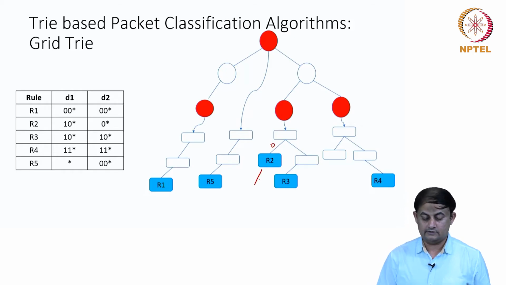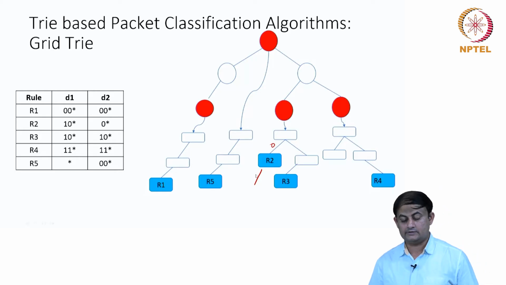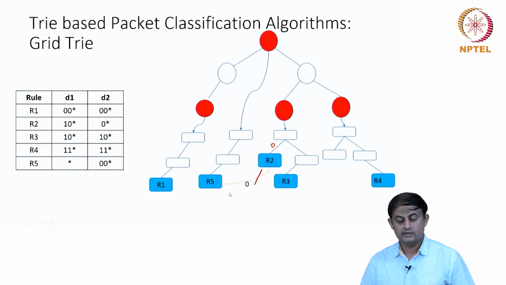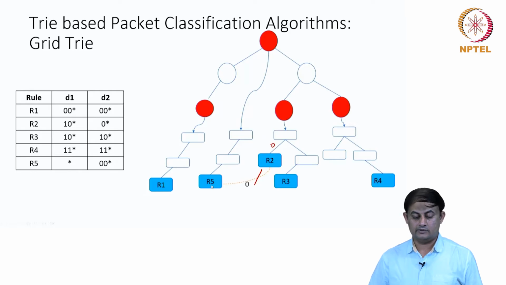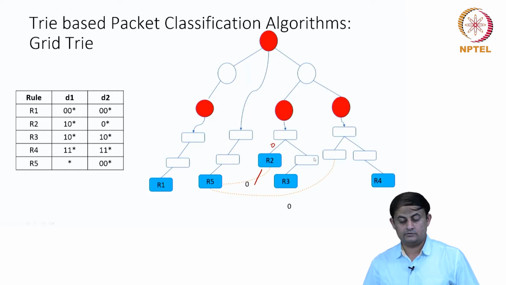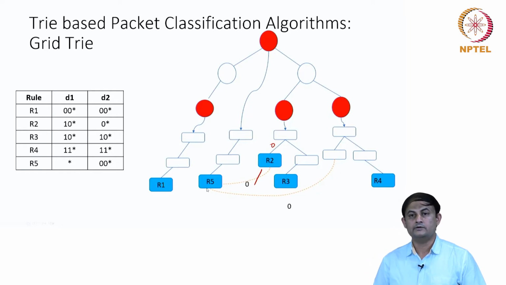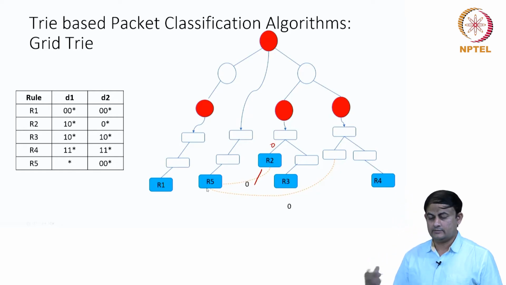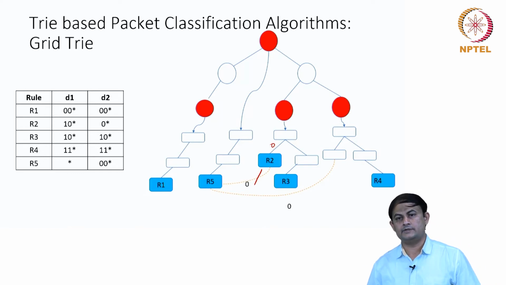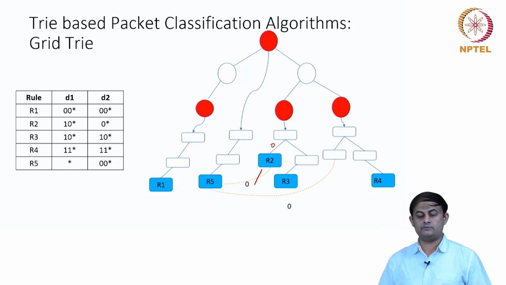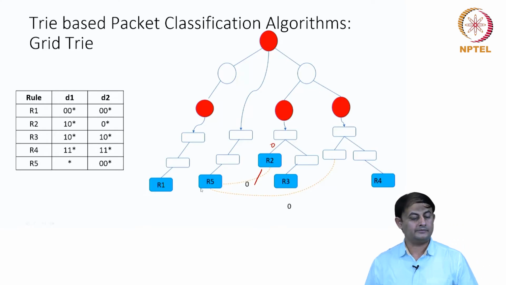I was replicating R5 on the left hand side node, and instead of doing that, what I'm doing is adding a link from this node R2 on the input 0 to this R5 itself. There was another node here, a descendant of this node, going with the label 0 on the left hand side, that is also going to the node R5. So by adding these two links, I basically avoided replication of the 2 nodes in the trie structure. That is what the grid trie is all about.